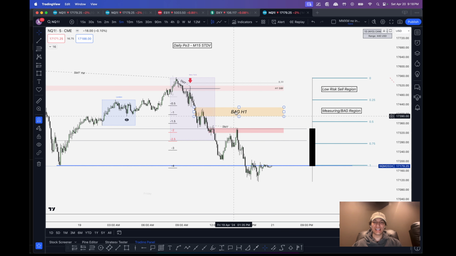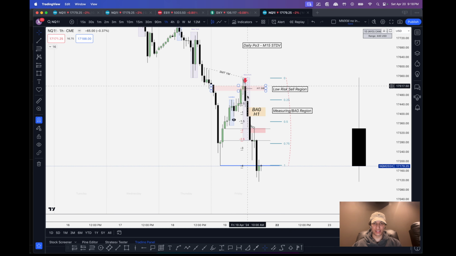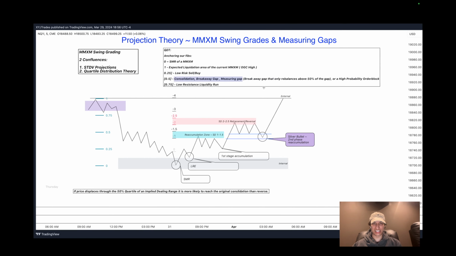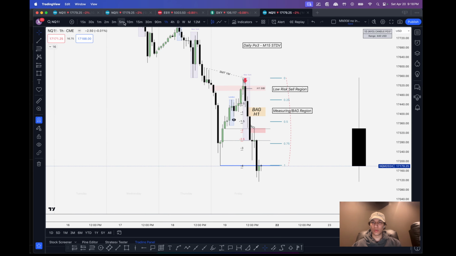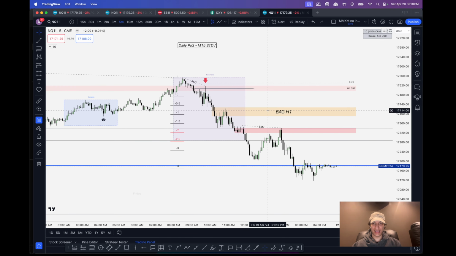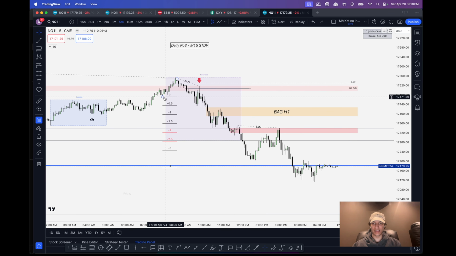Okay, so once I see this breakaway gap form on the hourly, again, I'm just monitoring price in the AM session since I did not get involved in the low risk sell region. I now see that the hallmark or the signature in price that I'm expecting is forming. And as ICT teaches, we can use breakaway gaps as measuring tools in and of themselves.